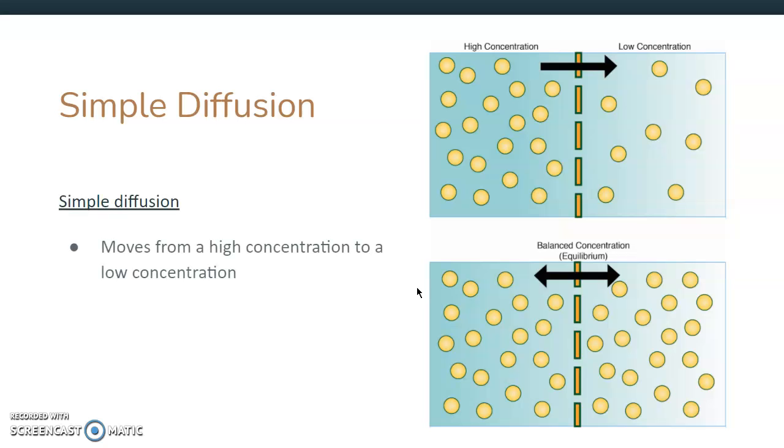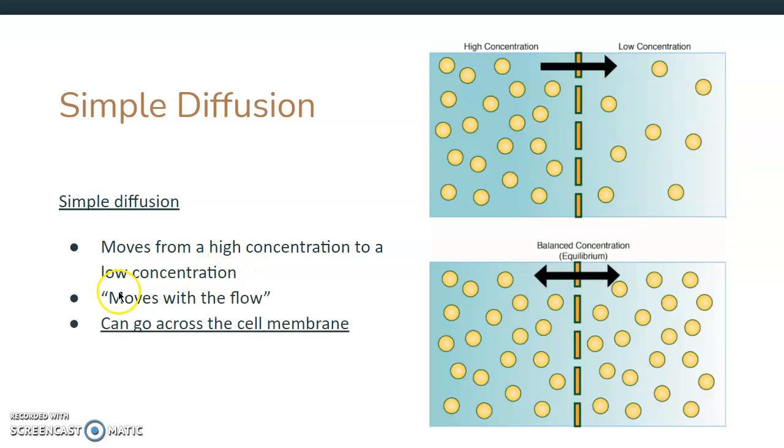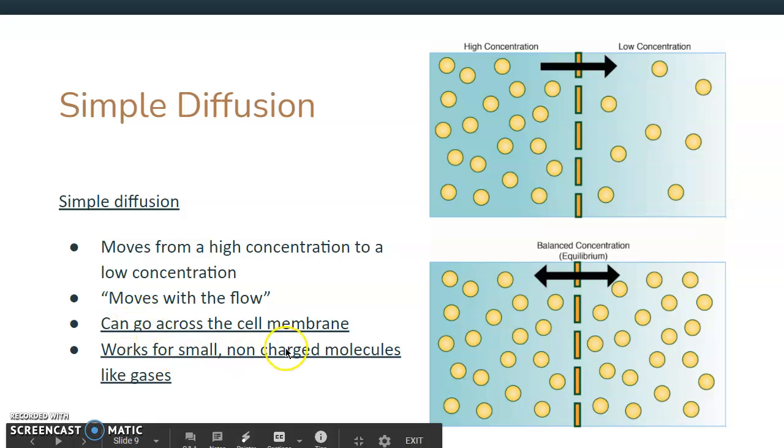Alright, so here's our idea. Simple diffusion, we're moving from high to low concentration. I like to think of it as it moves with the flow. So our flow is naturally going from high to low, and simple diffusion can go across the cell membrane by itself, and it works for small non-charged molecules like gases.